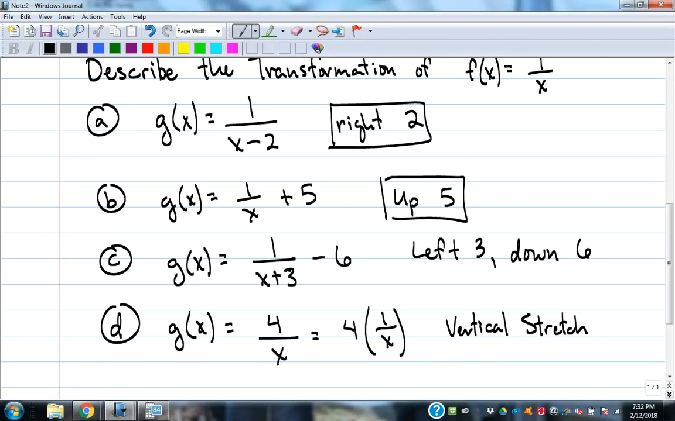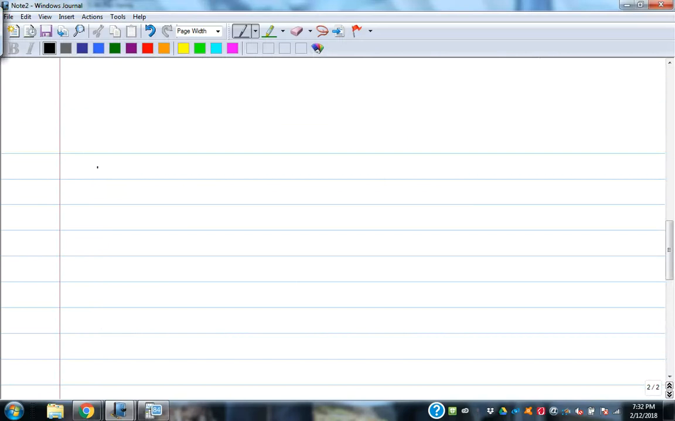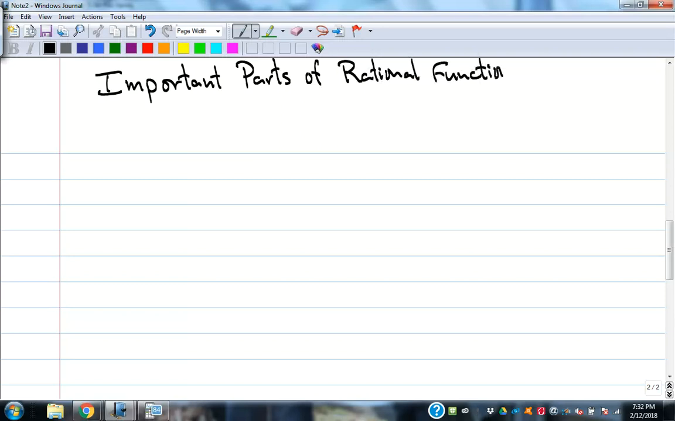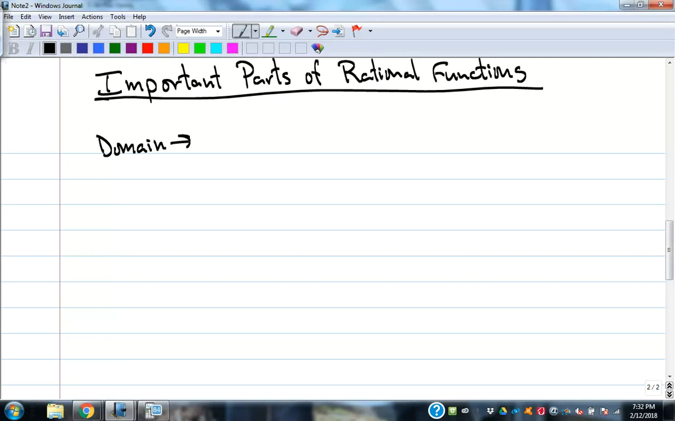All right. Let's look at important parts of rational functions. Okay, this is a lot of vocabulary here, but very important parts. Important parts of rational functions. The domain is going to be found the exact same way we found the domain for the rational expressions in section R5 that we just finished. You set the denominator equal to 0.